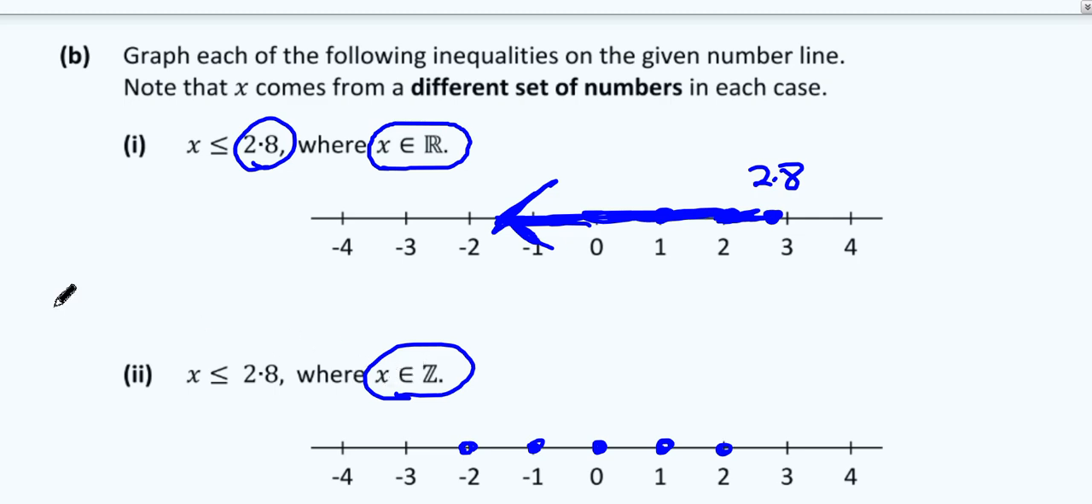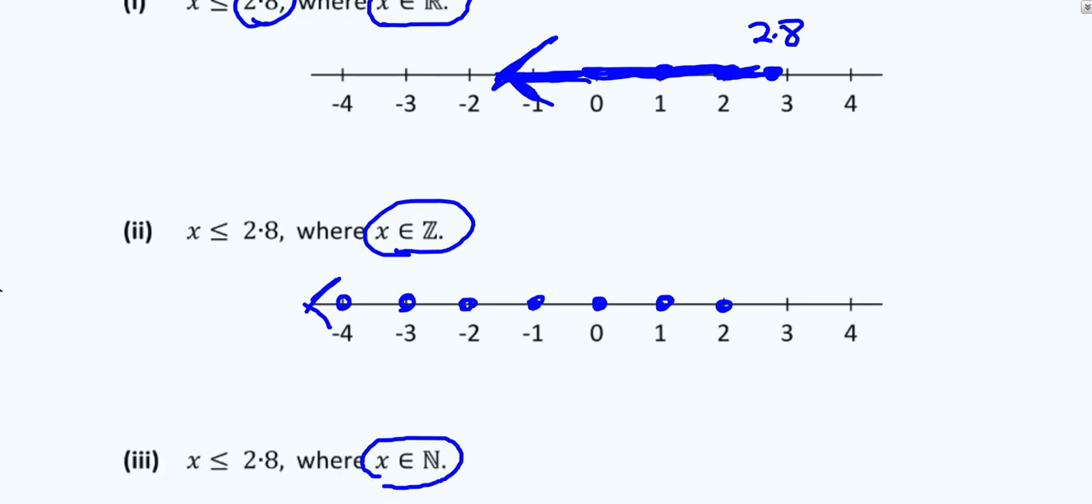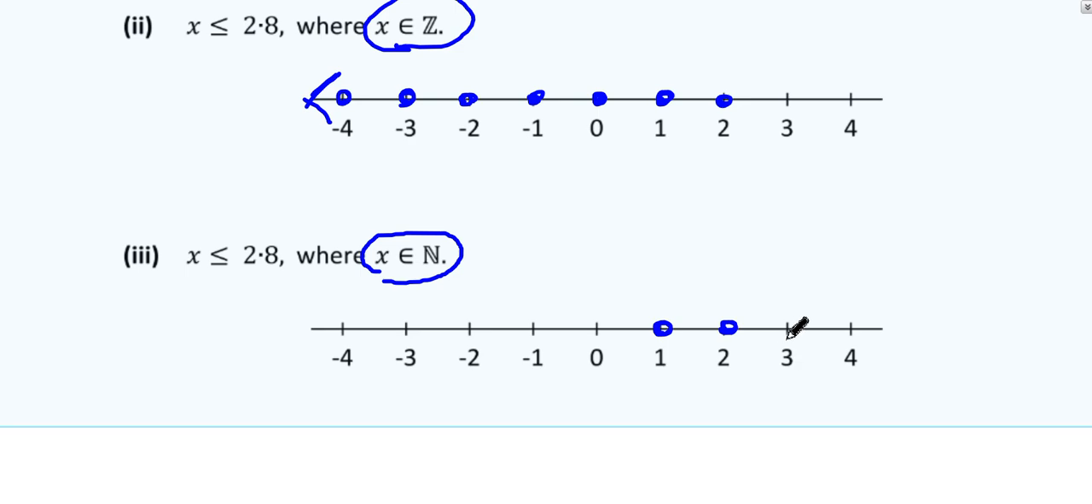What about this one here? Should I shade in the number 3? Why? And then I could just put an arrow in, could I? Because we're going to go on forever. Okay, and then the next one. But it's natural numbers. You don't put the 0 in, believe it or not. You don't do that because 0 is not considered a natural number. So it's just 1 and 2.